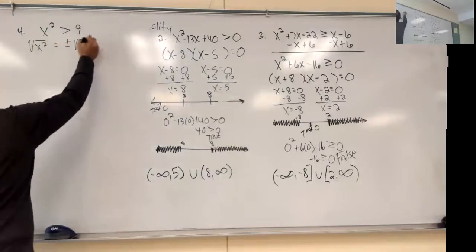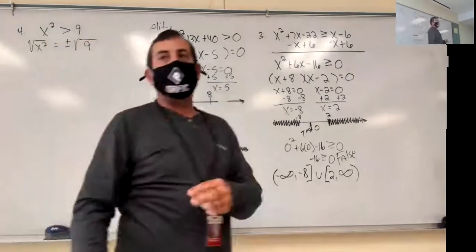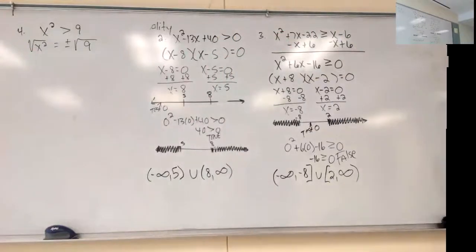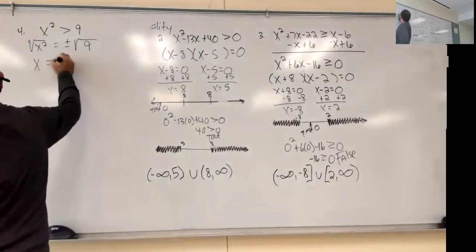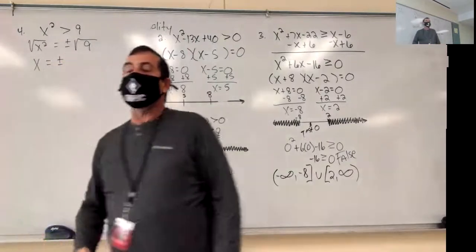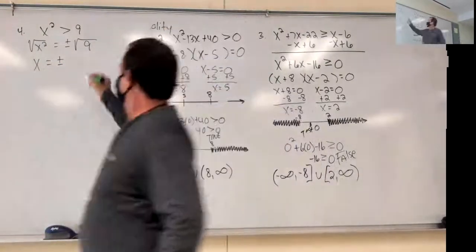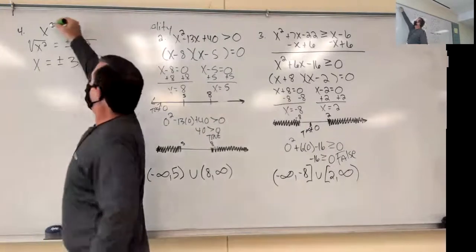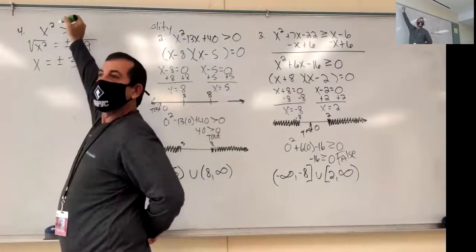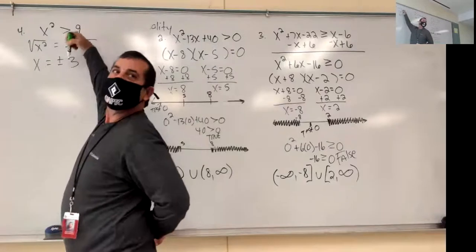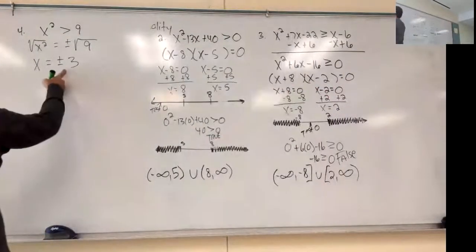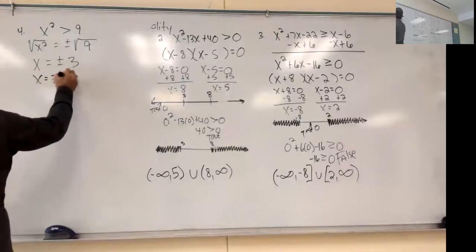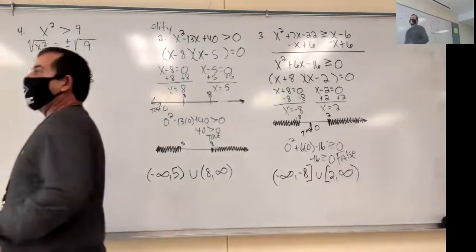Just remember, when you take the square root of a number, you got to account that it can be a positive or a negative, okay? And that's how you get the two different numbers out of this. So square root of x squared is an x, and that's going to be plus or minus square root of 9. So 3 times 3 is 9, and then negative 3 times negative 3 would be 9 also, okay? So I got a positive 3 and a negative 3 out of that, okay?